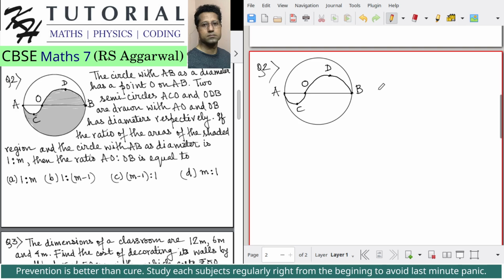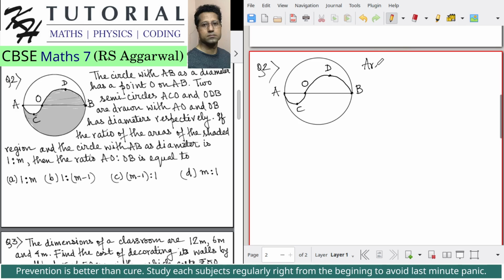Now the region is shaded. It is given that the ratio of the areas of the shaded region and the circle with AB as diameter is 1:m. We have to find AO is to OB. Now clearly we see that AO is the diameter of the semicircle ACO and OB is the diameter of the semicircle ODB. And what is the shaded region?